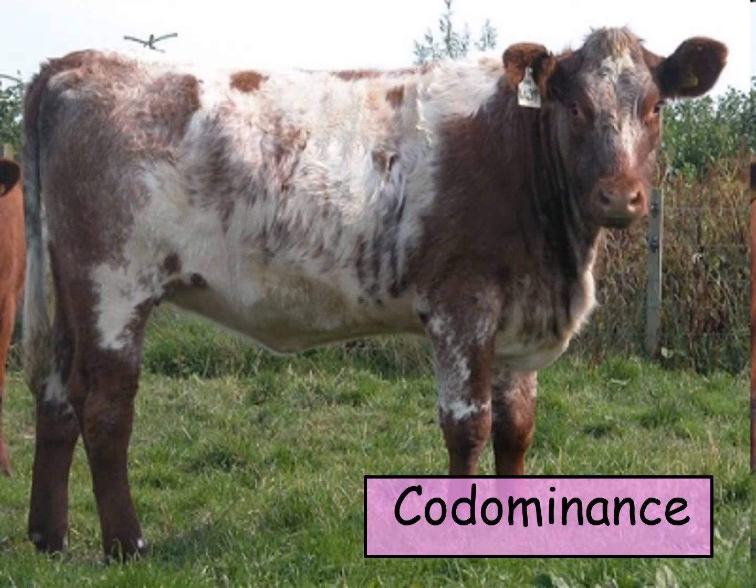This is another example of codominance. You can see with this cow, the offspring of a brown and a white cow produced this brown and white cow. So both of those alleles were dominant and they showed up in the phenotype of this cow.